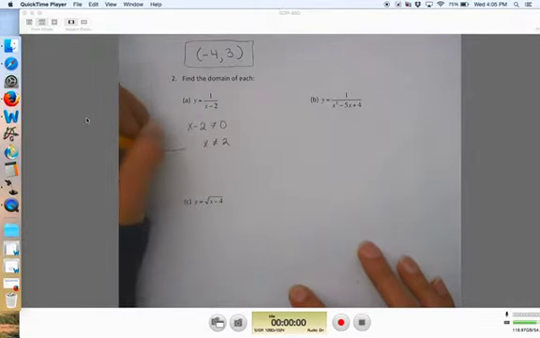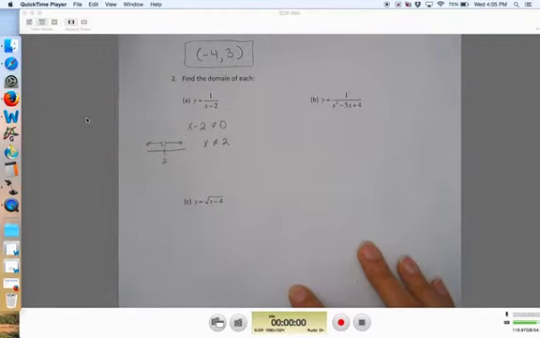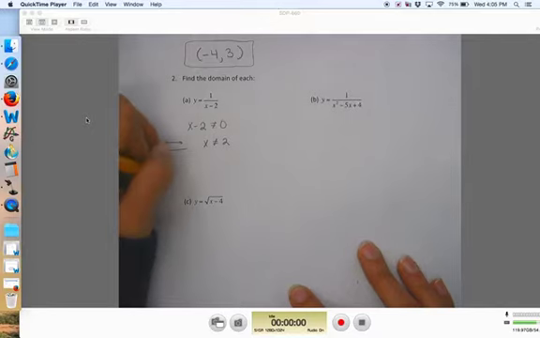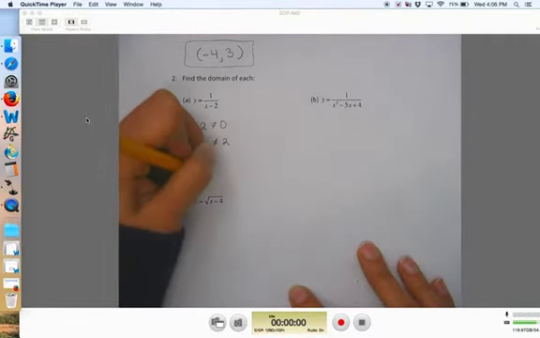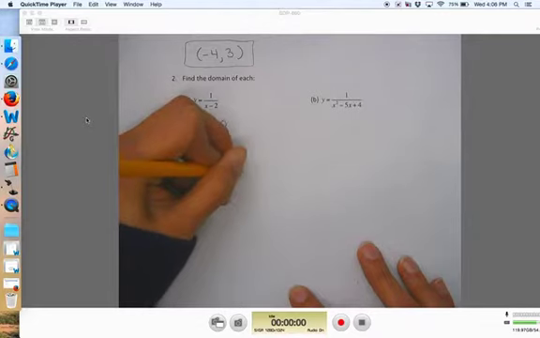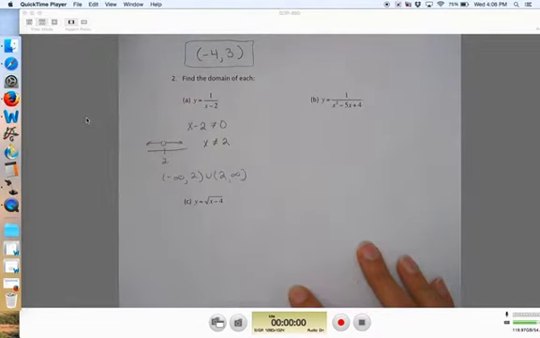Now on a number line, that would look like this. As an interval, it would be negative infinity to 2, union 2 to infinity, with parentheses on everything.